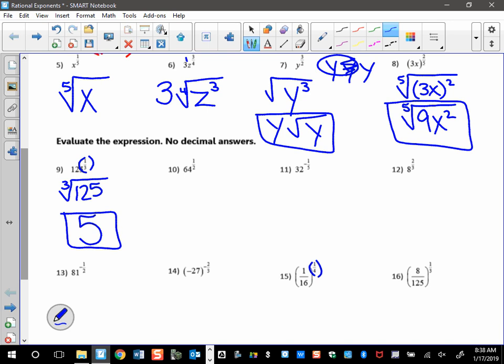Okay, what is number 10 as a root? Square root of 64, which is just 8.